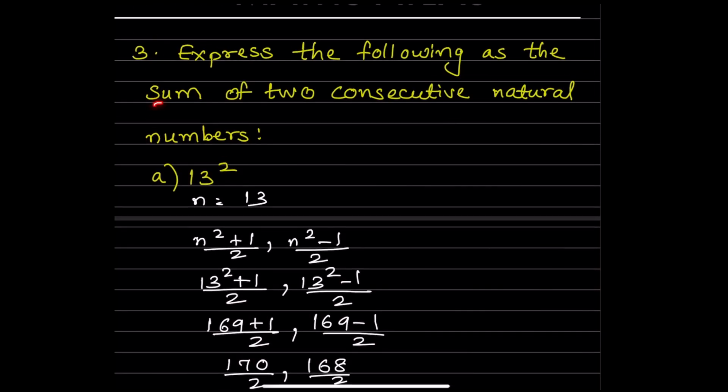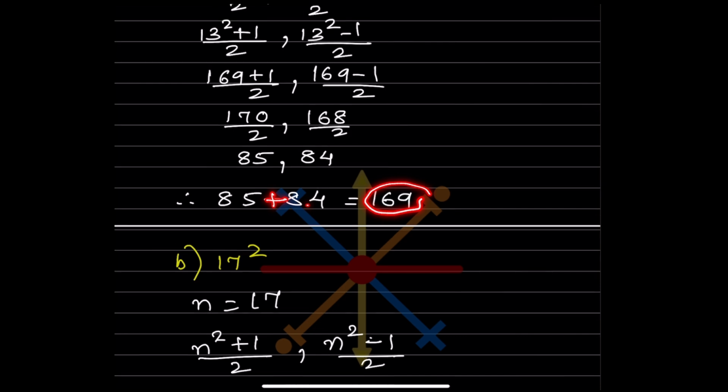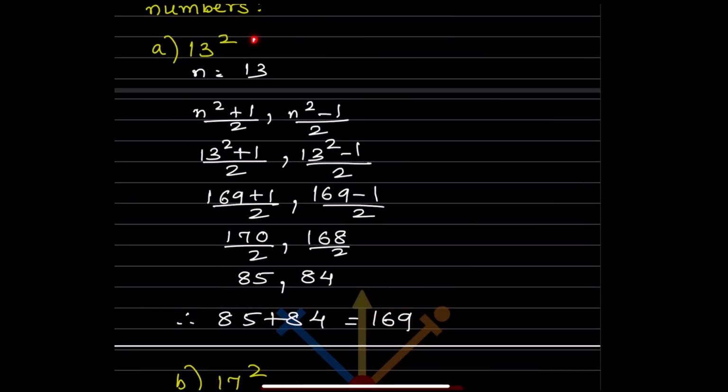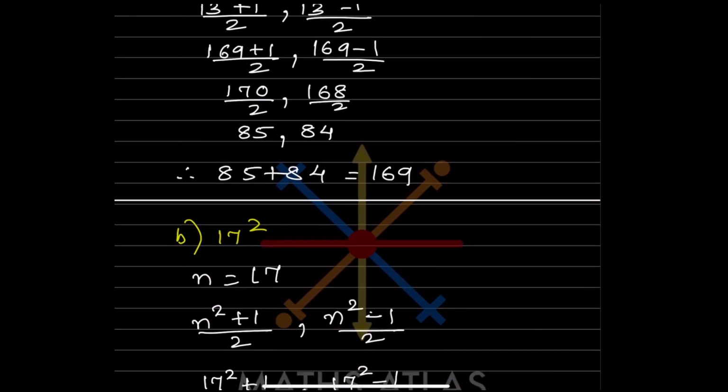We want the sum of the two consecutive numbers, so we add these two numbers, and that is going to be 169. To cross check, 13 squared is 13 into 13, that is 169. But they said we have to express it as the sum of two consecutive natural numbers, so this is the way we have to write it.